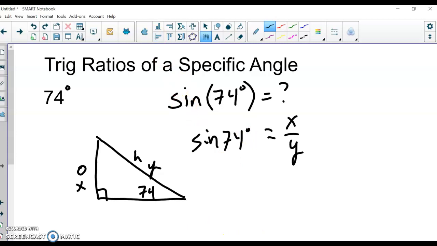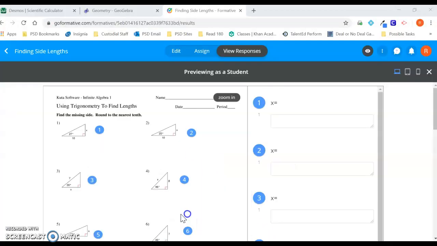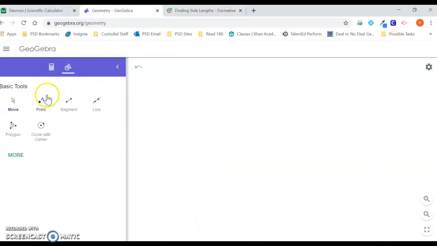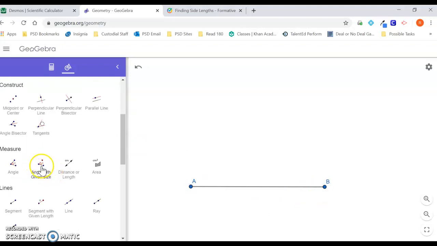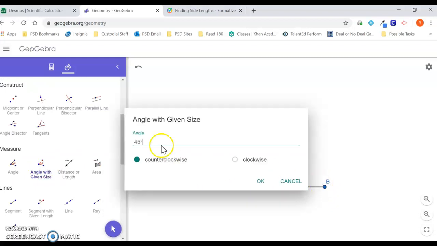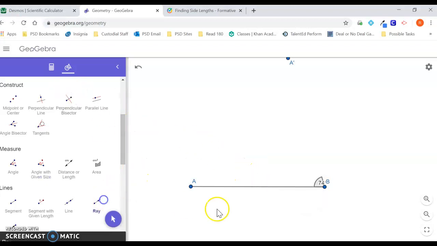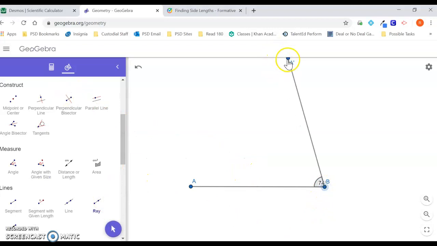So I go over to GeoGebra and I can start creating a triangle. This says nothing about the length of that leg, but then I can come down here and do my angle with a given size. I'm going to do A to B. And what did we say? We said 74 degrees. And I want it to open up clockwise for me. So I'm going to do it the other way, clockwise. And I'm going to draw a ray between there.